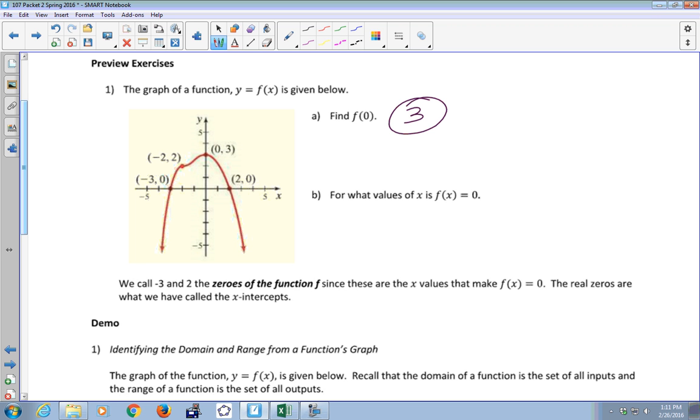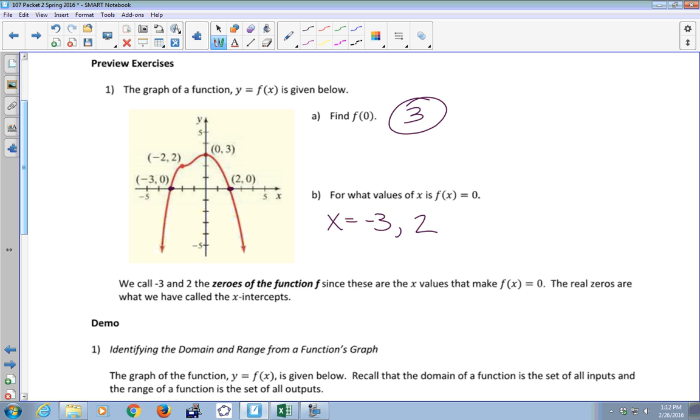All right, and now they're asking me to find x values when f of x is 0. And f of x is just a new fancy way of writing what we used to call y. So they're giving me a y coordinate of 0 and asking for the x coordinates. What x coordinates will give you a y coordinate of 0? -3 and 2. There are 2 points on the graph that have y coordinates of 0. X equals -3 and x equals 2.